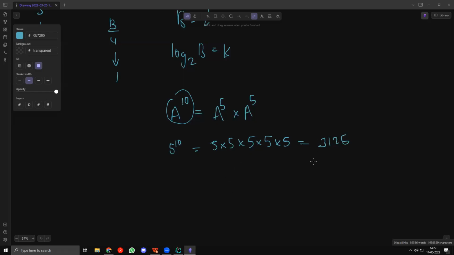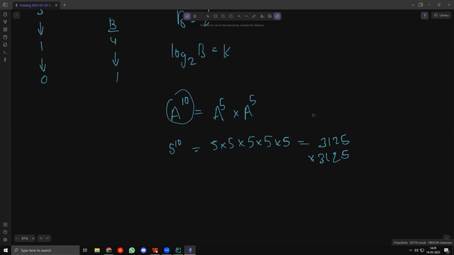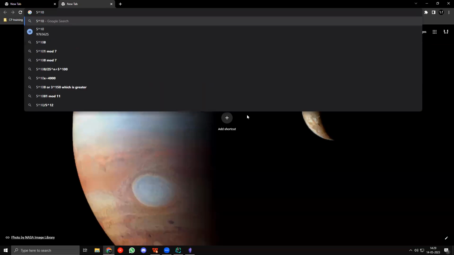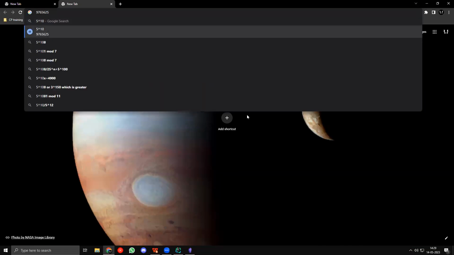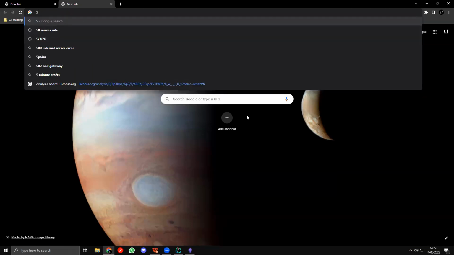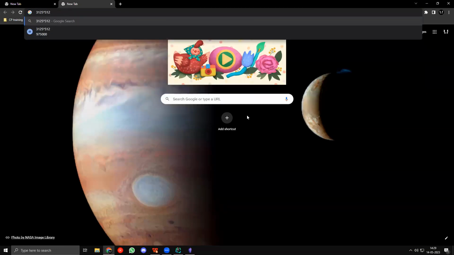So I know that this is 3125. So you'll just say, well, I'll just take 3125 into 3125. And that would be much simpler. You don't have to redo the whole thing because you already know the value, so you can just multiply it by the same thing, right? And if you take 5 to the power of 10, that's 9765625. And if you take 5 to the power of 5, which is 3125 into 3125, you can see that we again get 9765625, which is the same value.